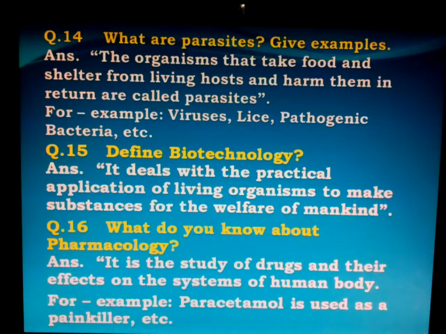Then define biotechnology. It deals with the practical application of living organisms to make substances for the welfare of mankind. Whenever the word technology comes, it means machines and other things, not only machines, but all those things which are made by the use of technology. And with life, biotechnology means the practical application of living organisms to make substances for the welfare of mankind. Nowadays, lots of work has been done and is still going on in biotechnology.